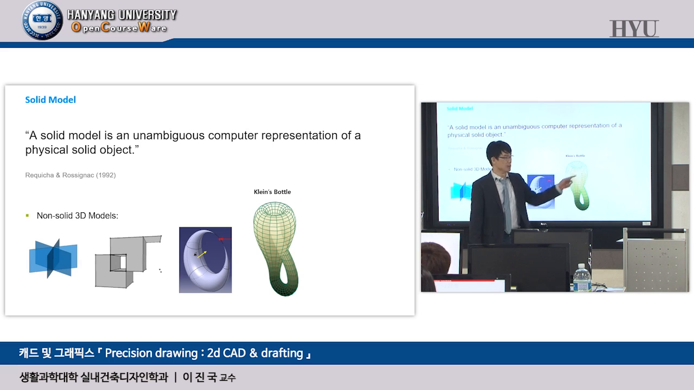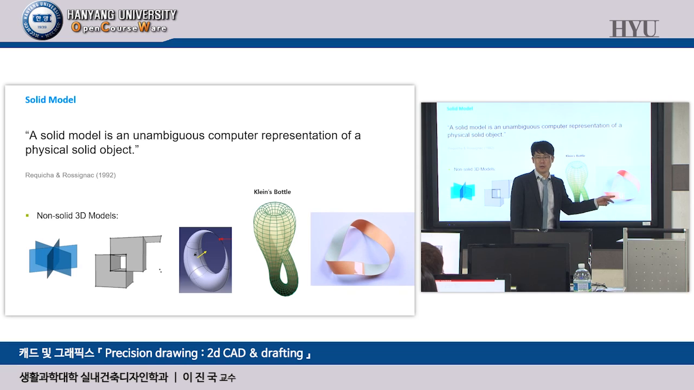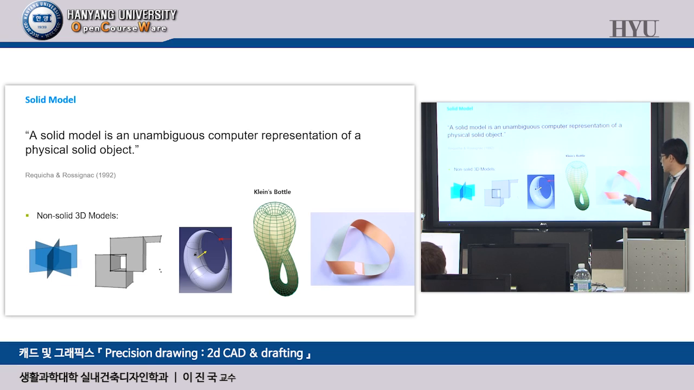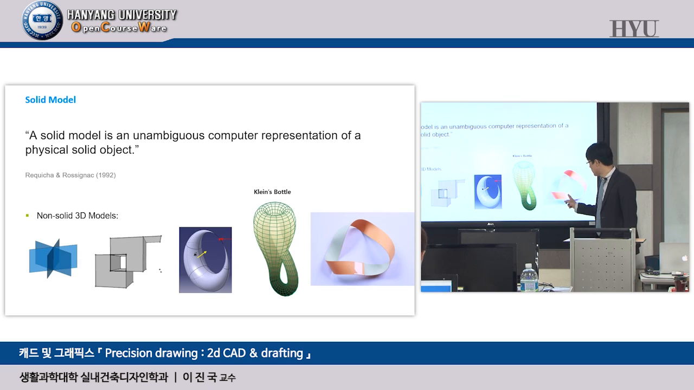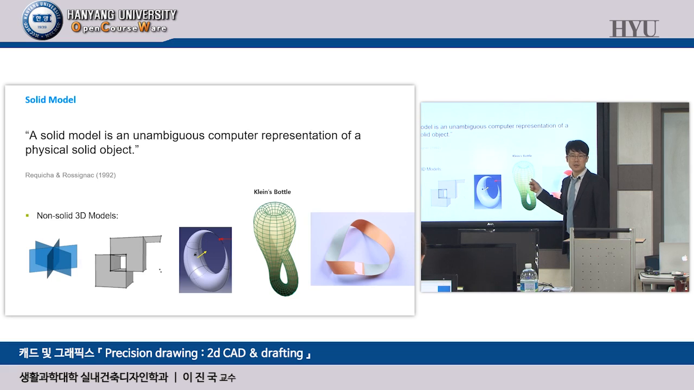How about Klein's bottle? You may not know what Klein's bottle is, but hopefully you know what a Möbius strip is, okay? This kind of Möbius strip doesn't have a front side and back side, okay? Front side and back side, it's connected. So you cannot judge which side is the front side, okay? Simply because the front side and back side are interlinked like this, okay? The 3D version of this Möbius strip is here, Klein's bottle, okay?